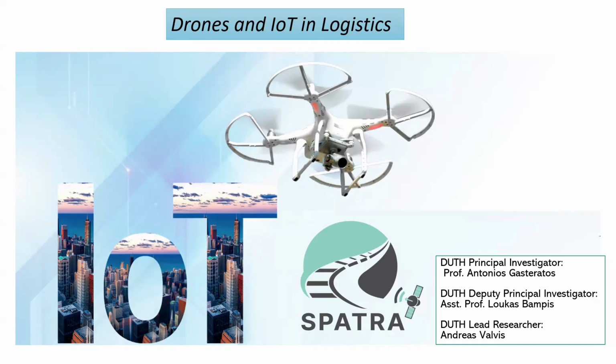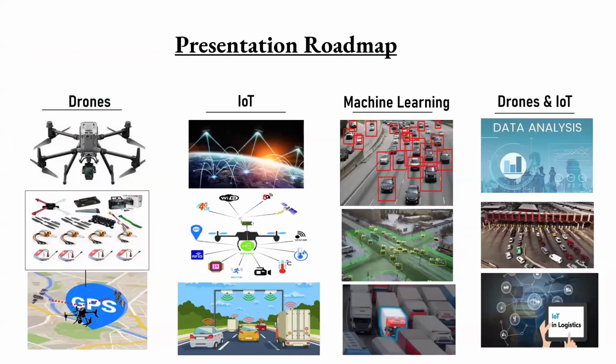We have a roadmap for our presentation. First of all, we have the drone section. The drone section includes the drones, of course, everything we have to know about the drones. We have to know about the components that the drones have and are attached to it. And last, we have some features like the GPS and the location and the coordinates of the drone.